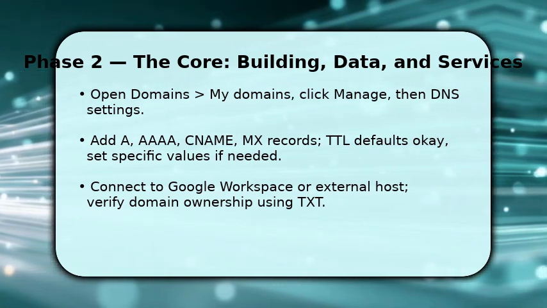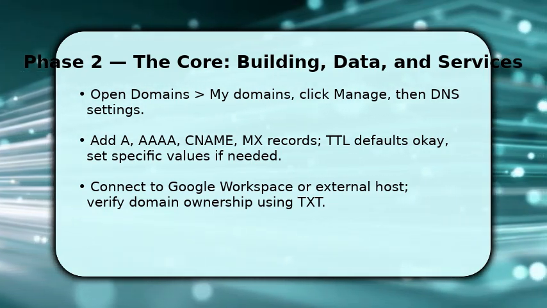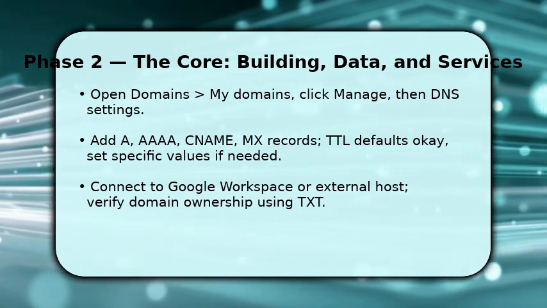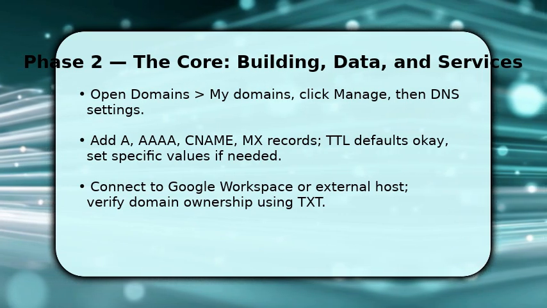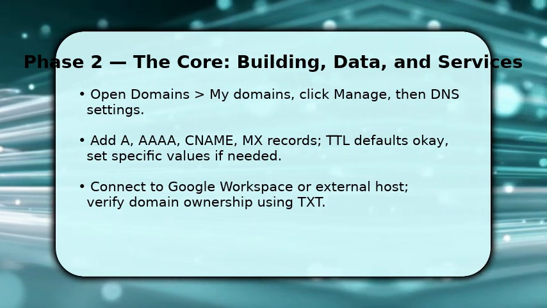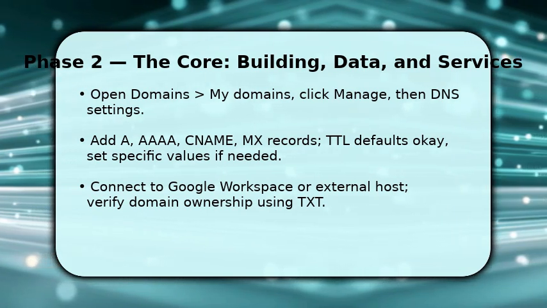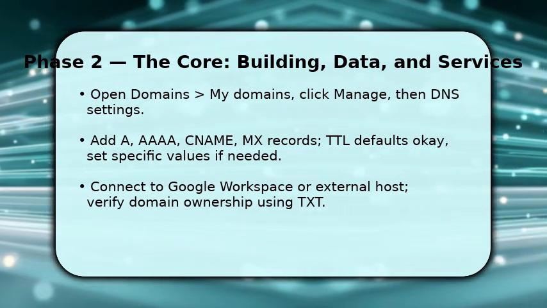If you're connecting to Google Workspace, follow the guided setup to create MX and verification TXT records. This proves ownership. Once entries are saved, allow propagation time, 15 minutes to 48 hours depending on TTL. Make sure to check email routing and subdomain mappings.